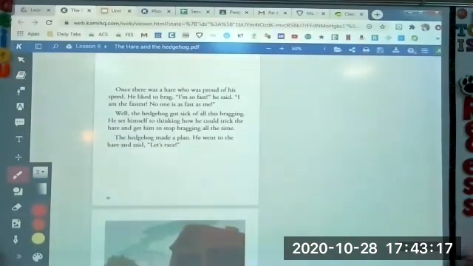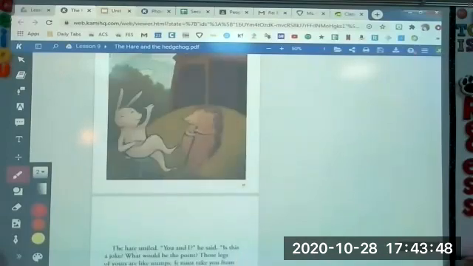Once there was a hare who was proud of his speed. He liked to brag. "I'm so fast," he said. "I am the fastest. No one is as fast as me." Well, the hedgehog got sick of all this bragging. He set himself to thinking how he could trick the hare and get him to stop bragging all the time. The hedgehog made a plan. He went to the hare and said, "Let's race."